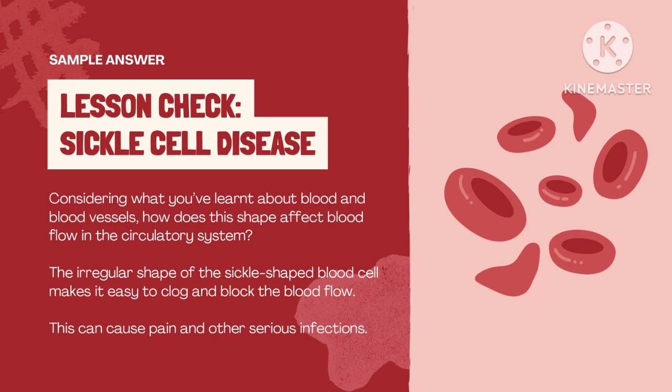Lesson check. Sickle cell disease. The irregular shape of the sickle-shaped blood cell makes it easy to clog and block the blood flow. It can cause pain and other serious infections. This is the answer of the previous question, and it is really harmful for our health.